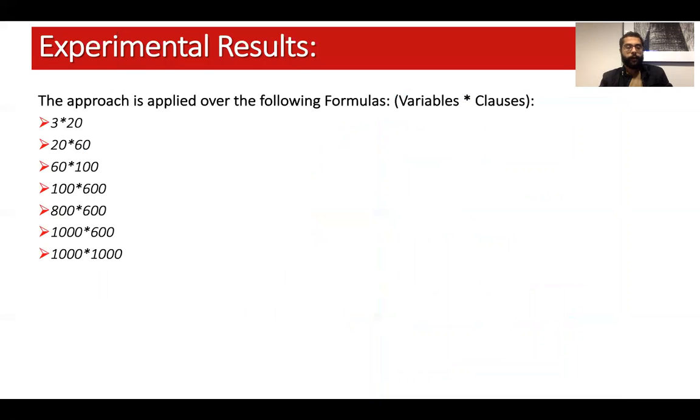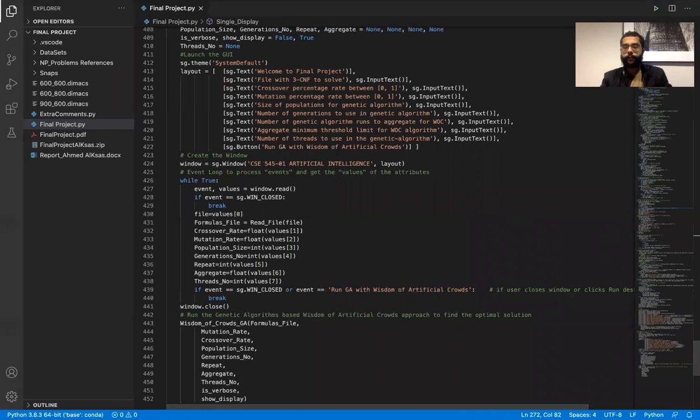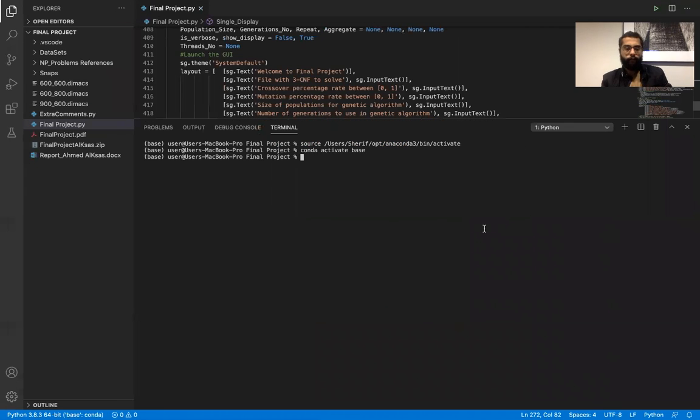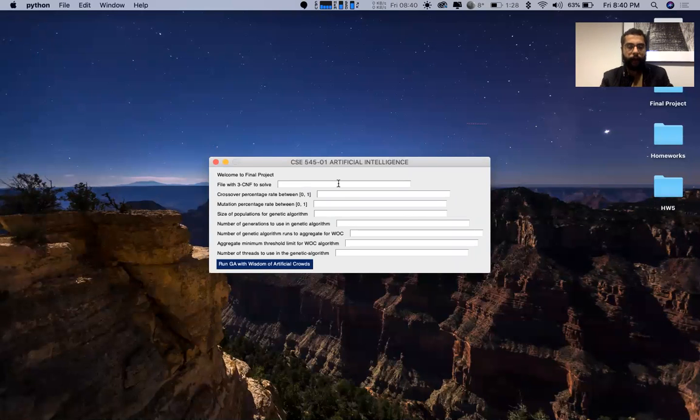Now let's go to the experimental results. Here I want to run the code in front of you. The code is written in Python. Let's run the code. Here is the GUI. So let's enter our dataset. The first dataset has 600 variables and 600 clauses. The crossover rate, let's say 0.1. The mutation rate, 0.01. The size of population, let's say 100. The number of generations, let's also do 100.